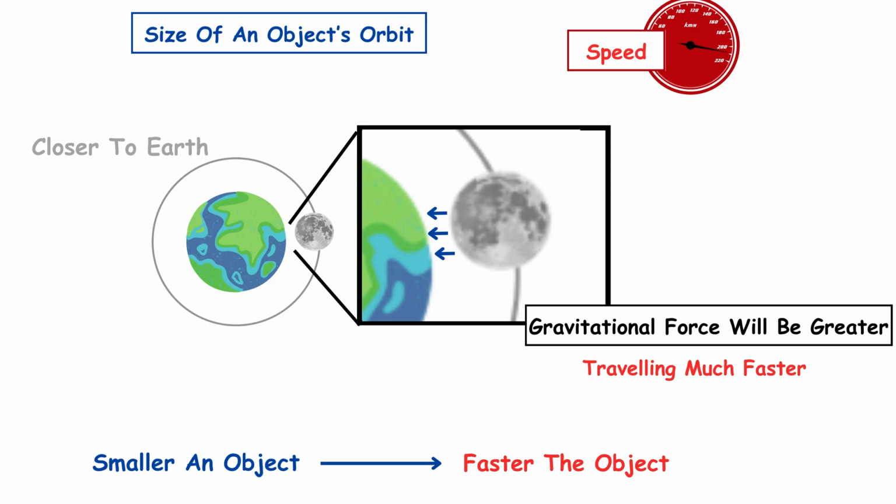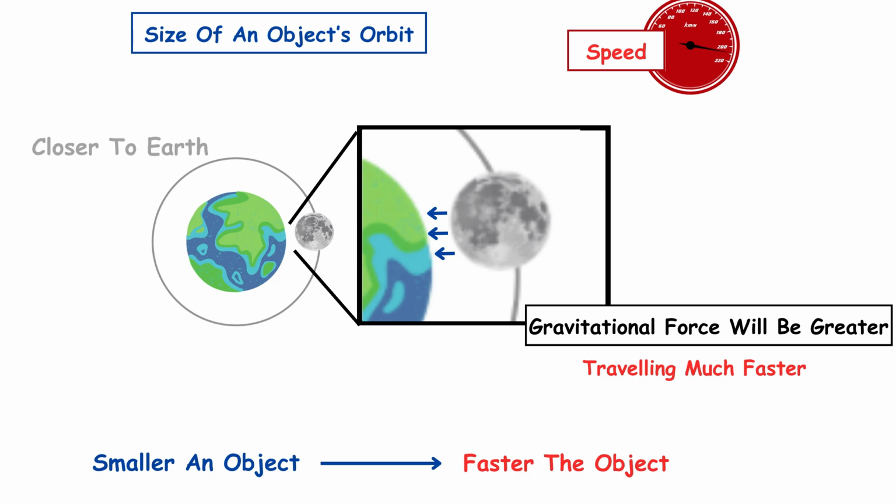The final concept we need to consider is the relationship between the size of an object's orbit and the speed it must travel in order to stay in that orbit. Let's imagine that the Moon's orbit was pulled inward, bringing it closer to the Earth. As the distance between the Earth and the Moon decreases, the gravitational force between them becomes significantly stronger. If the Moon maintained its original speed in this smaller orbit, the increased gravitational force would likely cause it to spiral inward toward the Earth.